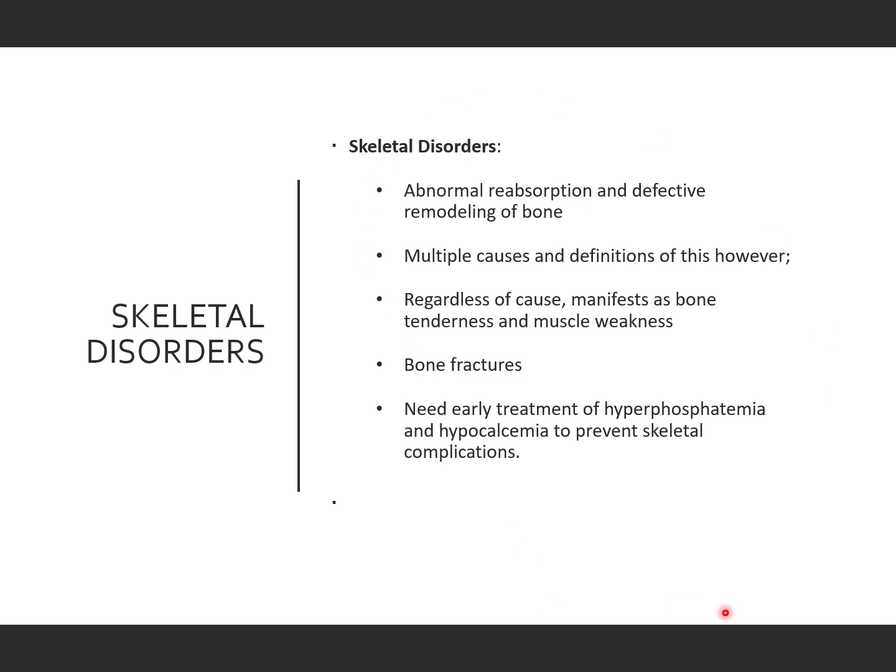There are multiple causes, there are multiple ways that we talk about this in the body, but regardless of the cause, it manifests itself in our patients as overall bone tenderness and muscle weakness. They also tend to develop more bone fractures. They have osteopenia and osteoporosis, and they really need early treatment. And the main early treatment here is to treat that hyperphosphatemia that leads to these big changes in calcium levels. So we have to treat hyperphosphatemia, whether it's lowering the absorption of phosphorus in the body, or treating the hypocalcemia that results to prevent these overall skeletal complications.